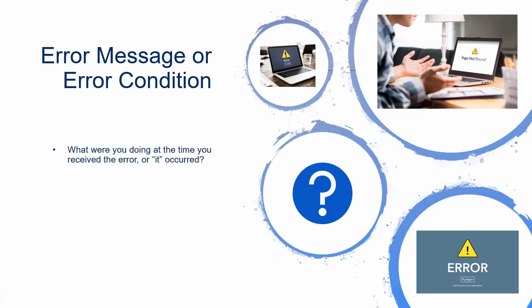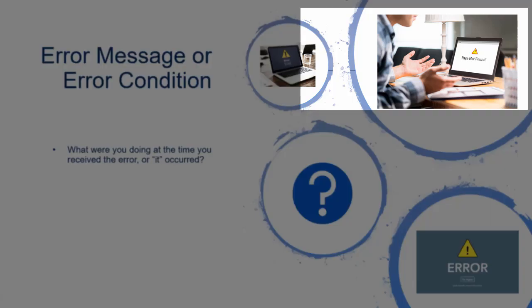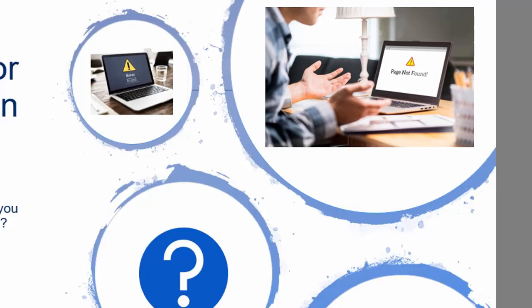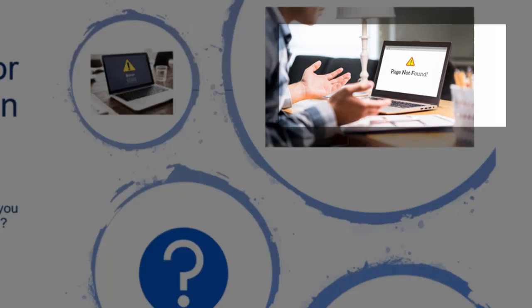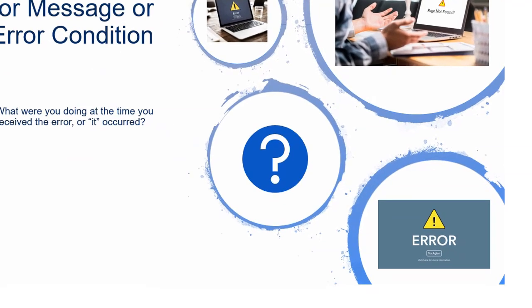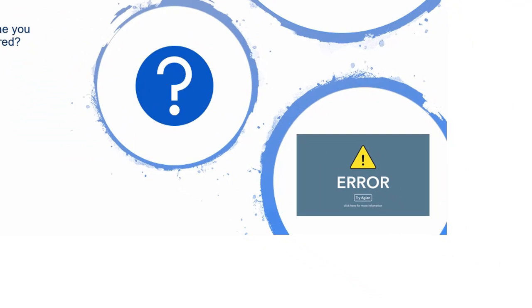So one of the things in that documentation template was error message or error condition. And one of the easiest ways to get that information is to say, what were you doing at the time you received the error, or when it occurred? What were you doing? Like in the illustration here, what was this guy in the upper right corner doing? Evidently he was going somewhere on the web. Maybe he was going after a link that's no longer valid. Maybe it was a link on a page in the company intranet. You'll get that information and put it in your incident and take it from there.